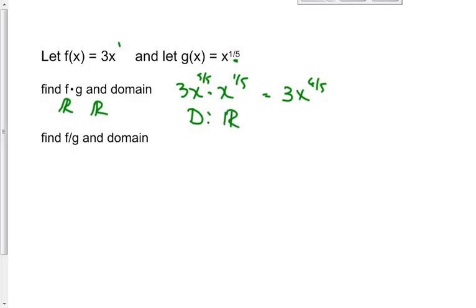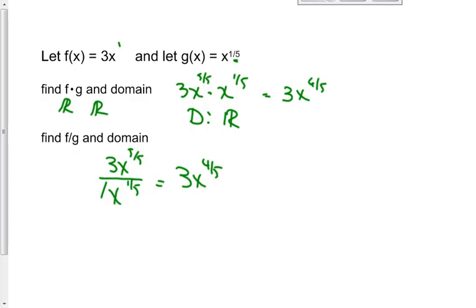The divide question, 3x divided by x to the 1/5. Let's put in 5/5 and do our division. 3 over 1 still stays 3. X to the 5/5 minus 1/5 is 4/5. There's the answer to the divide question, and then the domain.